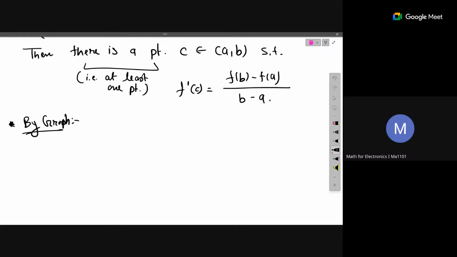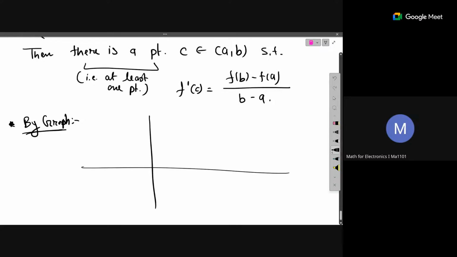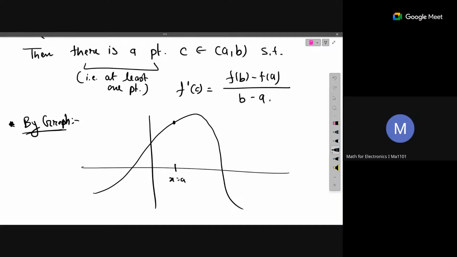So it simply says that if you have a function, then it looks something like this. Okay, so then what does it say? Suppose this is the point x is equal to A, and this is the point x is equal to B. That means the coordinate of this point is B comma f of B, and here we have A comma f of A. Then this theorem says that you will get 1 point where the slope of the tangent is the same as the secant line, the slope of this particular line.